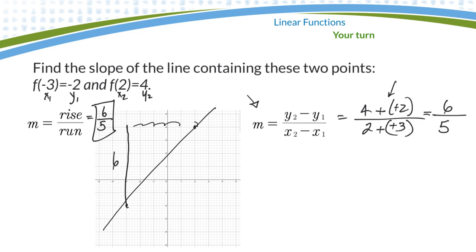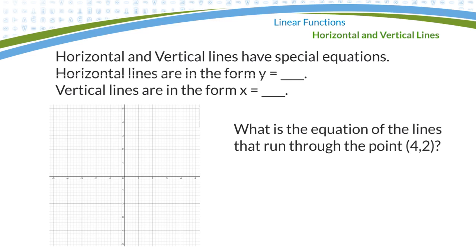Last concept I want to show in this video is the equation of horizontal and vertical lines. Horizontal lines, ones like this, are always in the form of y is equal to some number because they're always up above the axis a certain amount. Vertical lines, like this one, is always in the form of x is equal to because they're always so far left or right of the axis.